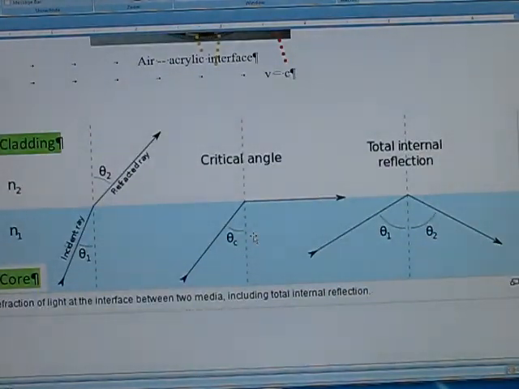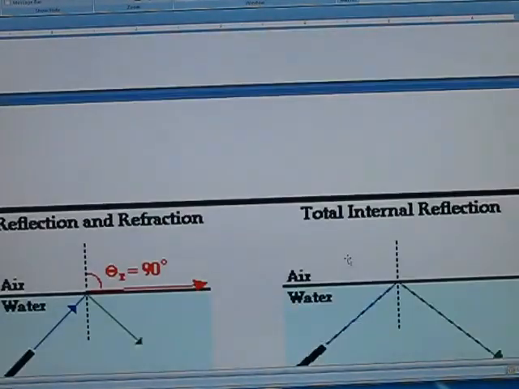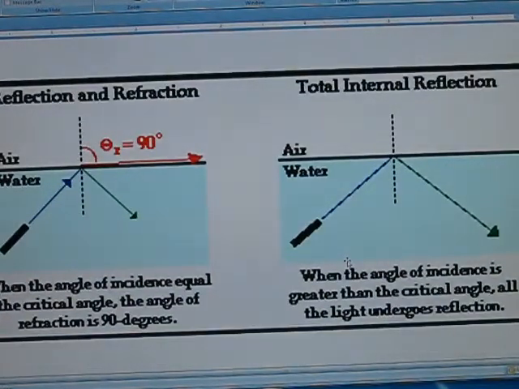This is another diagram which shows a core and cladding situation. If the angle is steeper than the critical angle, the light enters the cladding and is lost. If it's at the critical angle, it travels along the cladding-core boundary. For TIR, angle 1 here is greater relative to the normal, and the normal is the perpendicular here. It would be greater than the critical angle, and then we would get the reflection inside of the fiber optic cable.